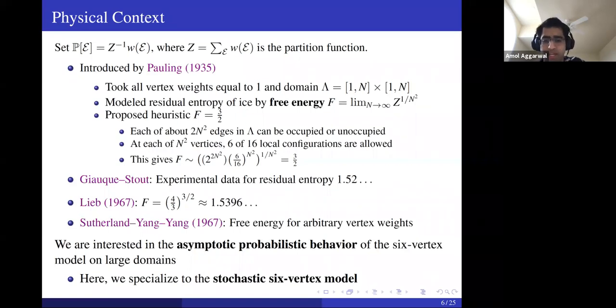So I'll view this model, as I mentioned before, as a probability distribution on the set of 6 vertex ensembles. And I want to know how the 6 vertex model really looks as this n, the size of the domain, goes to infinity. And here we'll be specializing our attention to the stochastic 6 vertex model, which I will describe next.